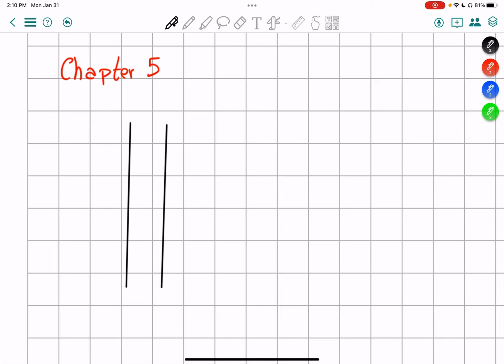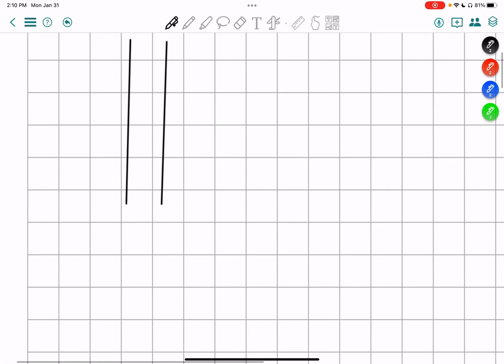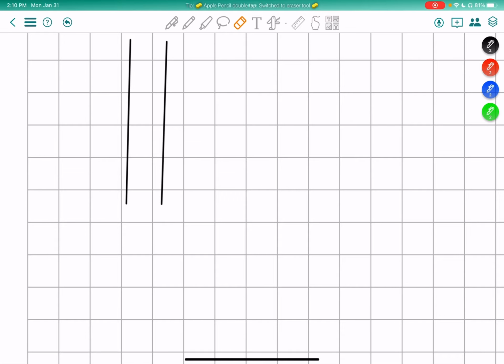Do they attract each other? Do they just repulse each other? Well, actually, nothing happens. Just two wires. But if you attach a battery to the wires, oops, that's not what I meant to do.